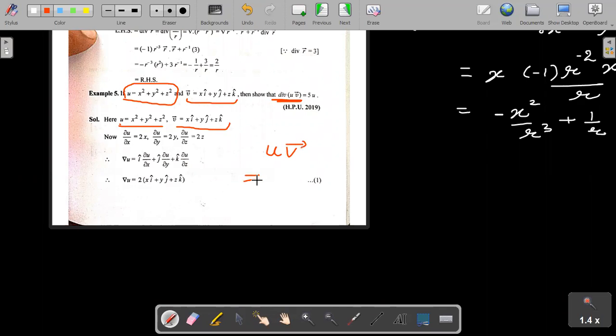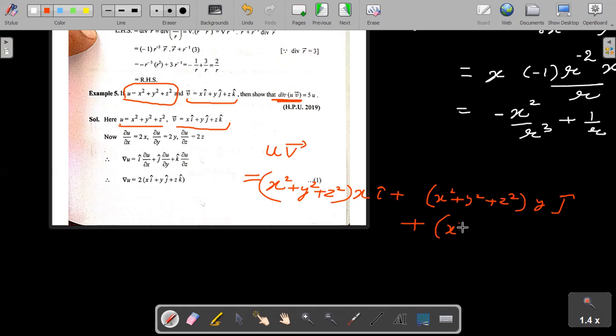So there are a lot of methods. ये वो डाइवर्जेंस का फॉर्मूला लगा देगा खोलने वाला, right? Otherwise आप डायरेक्टली भी कर सकते हो. So u into v कितना हो जाएगा? So you see, स्केलर हर वेक्टर से मल्टीप्लाई हो जाएगा. तो (x² + y² + z²) into x î plus (x² + y² + z²) into y ĵ plus (x² + y² + z²) into z k̂.